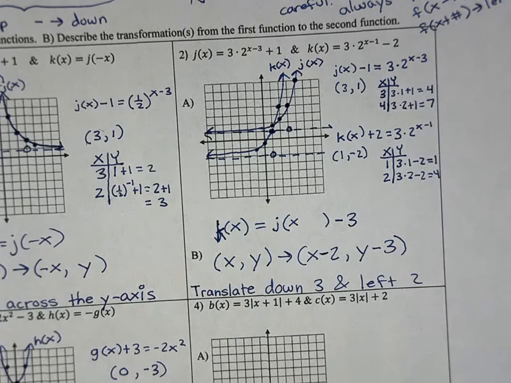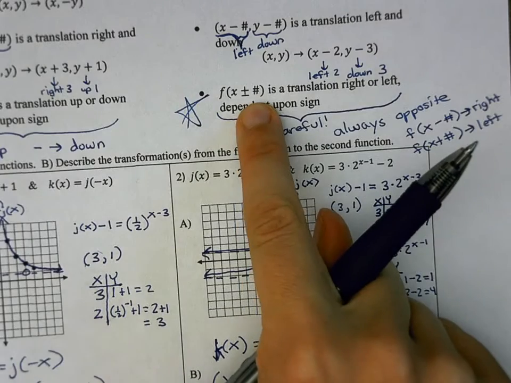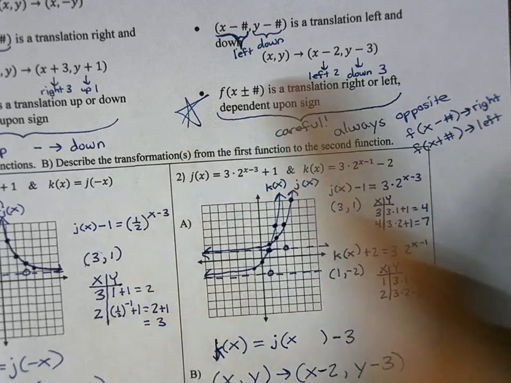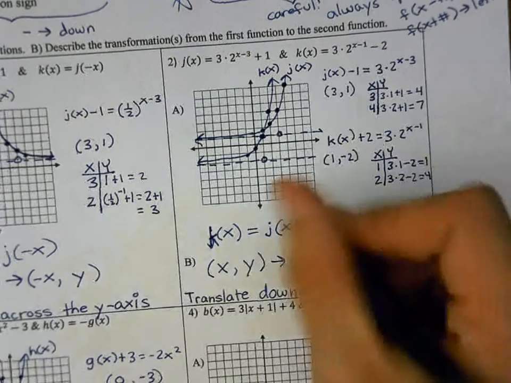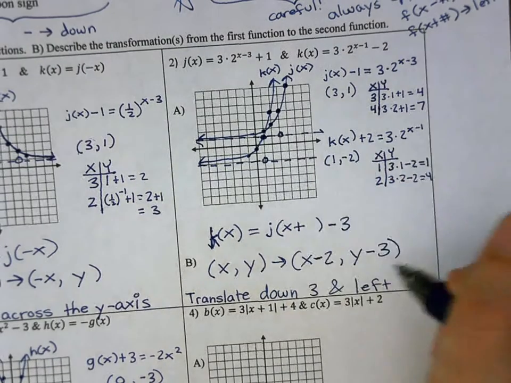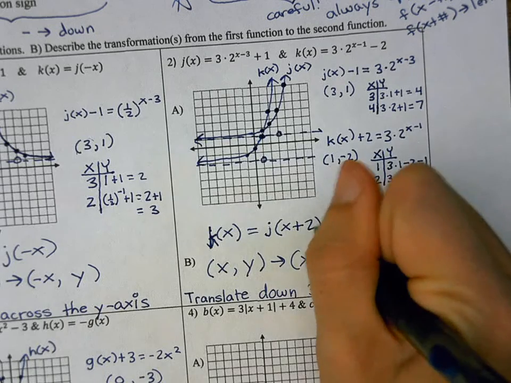The one that's tricky is the left and right, what goes inside of your function. Right? And so in this case, remember, it's always opposite. So since we want to go left 2, we actually want to do plus 2.